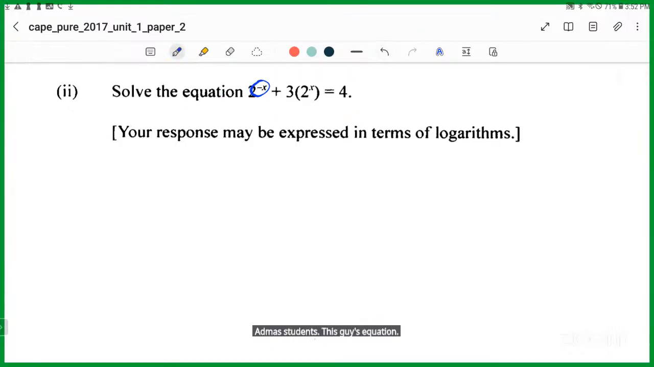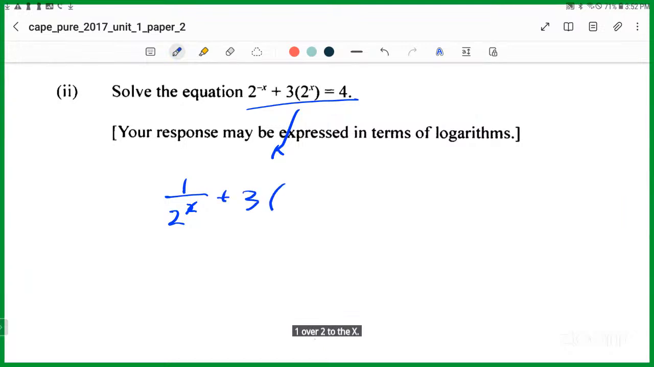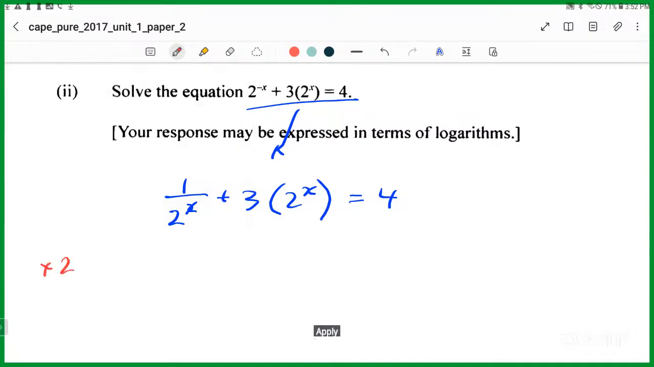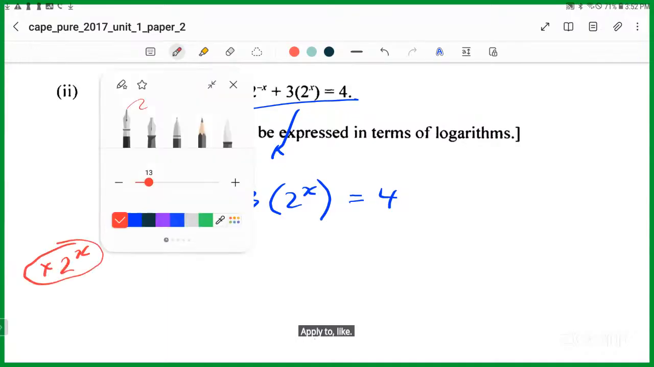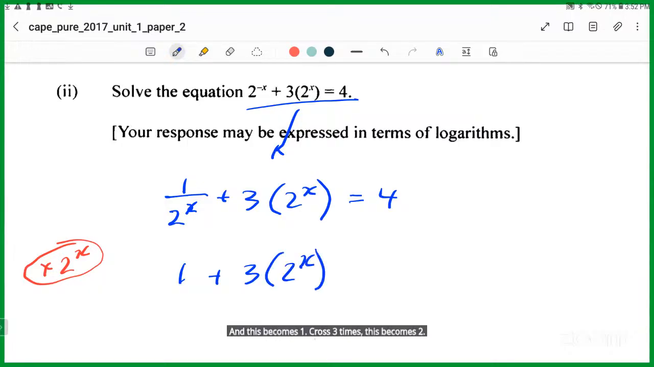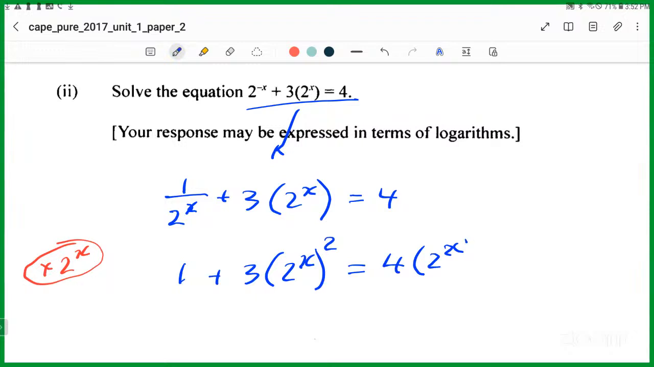So they give us this guy's equation. This negative power means 1 over. So this thing becomes 1 over 2 to the x plus 3 times 2 to the x equals 4. Multiply 2 by 2 to the x now. And this becomes 1 plus 3 times 2 to the x squared equals 4 times 2 to the x. That's a quadratic in 2 to the x.